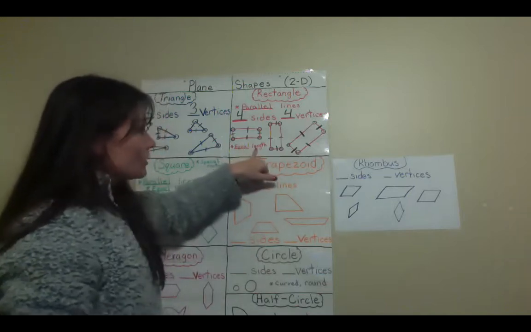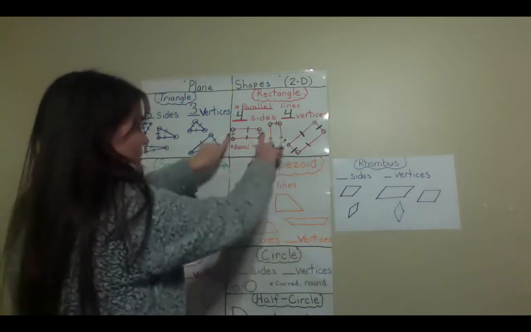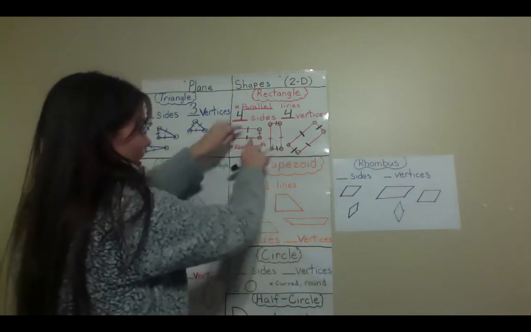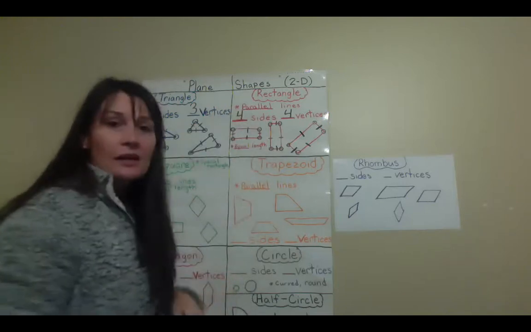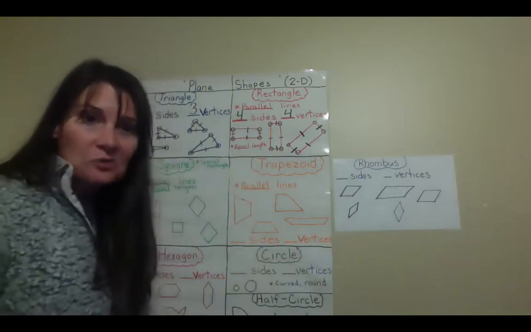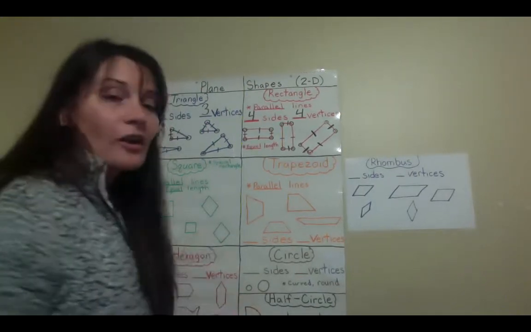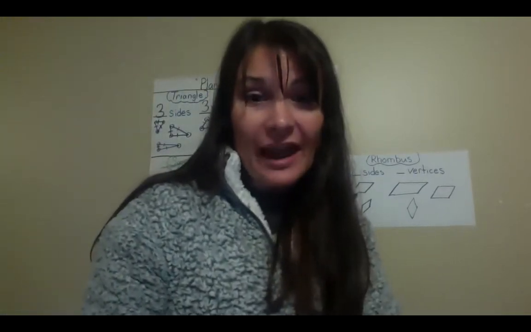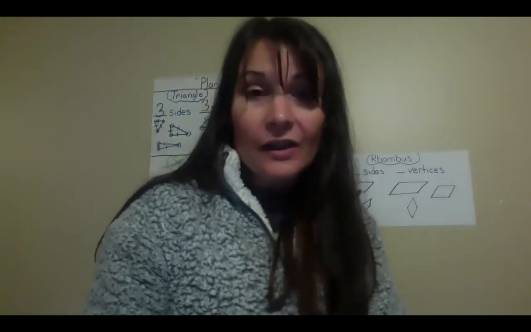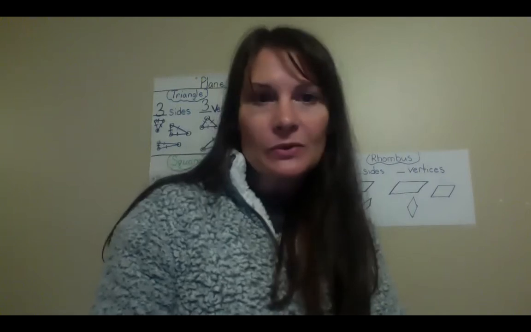They are equal in length on each of the sides. These 2 are the same length, and these 2 are the same length. It's pretty neat how the rectangle works. Let's go ahead and look at our next shape. How about a square? Let's look at the square and see what kind of attributes it has.